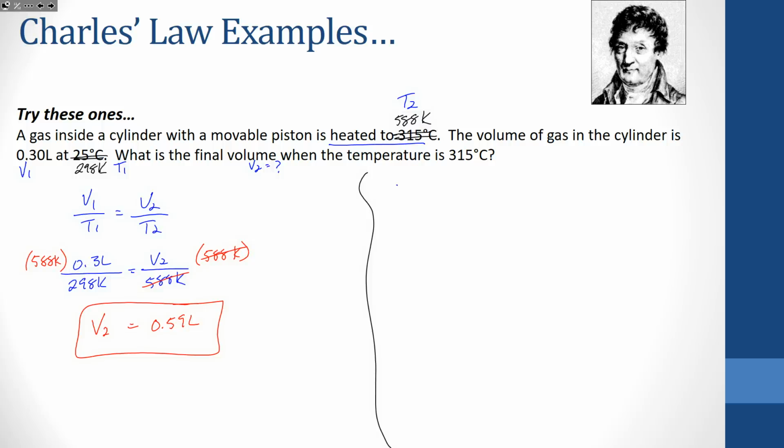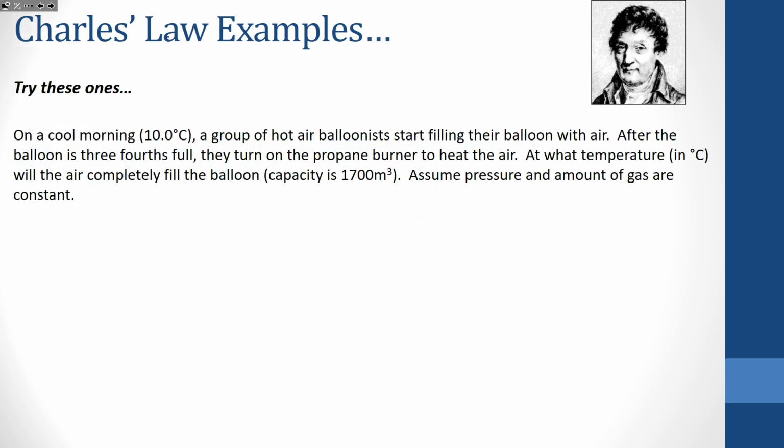So again, same thing over here. We're going to say, well, the temperature is going up, so we've got to make the volume go up. I start with my volume, 0.3 liters, and I'm going to make it get bigger. To make it get bigger, I put the bigger temperature on top and the smaller temperature on the bottom. Same math, same everything. It ends up being 0.59 liters. So same answer. Okay, we've got one more to do, and this one's a little bit different.